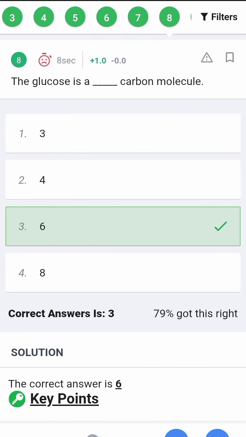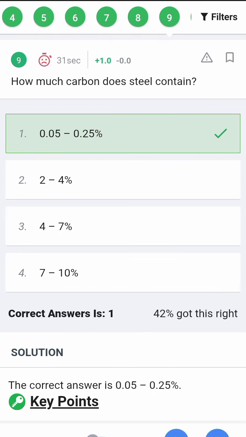Glucose is a dash carbon molecule. It's a 6 carbon molecule. How much carbon does steel contain? So answer is 0.0022 to 2.1% carbon present in steel.